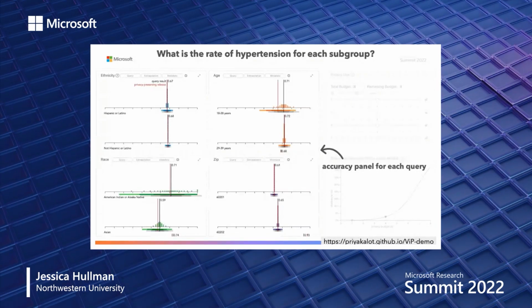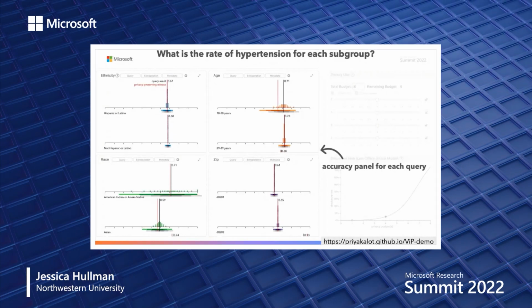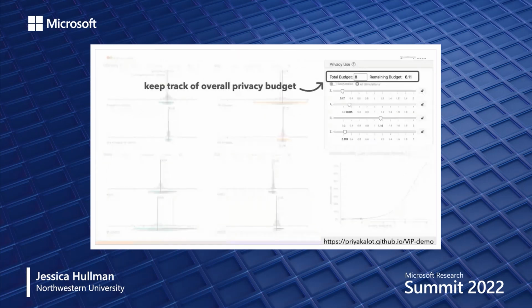Once a data set's loaded and a set of queries are provided by the user, they'll see an accuracy panel for each query. These plots are showing release distributions under a privacy budget allocation as distributions comprised of dots, along with differentially private confidence intervals on the hypothetical release values and traditional confidence intervals on the observed query results. I'll say more about what's represented in this accuracy panel in a moment.